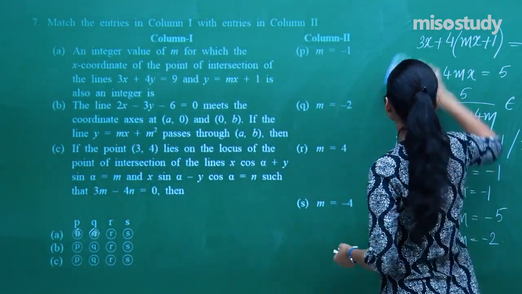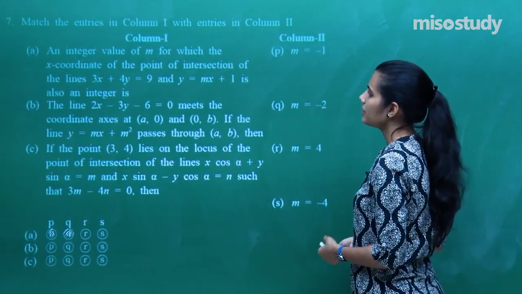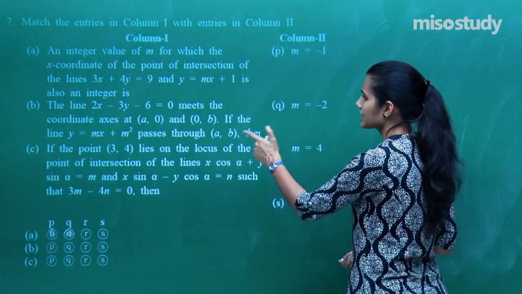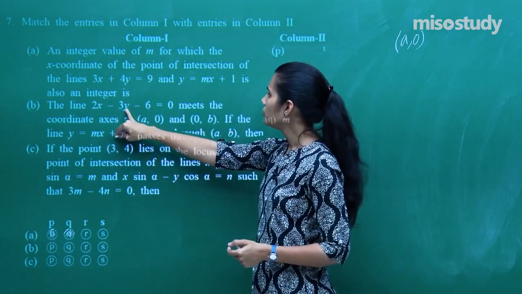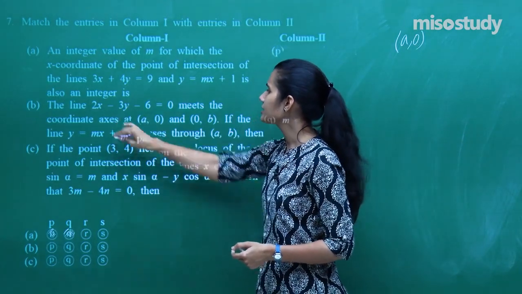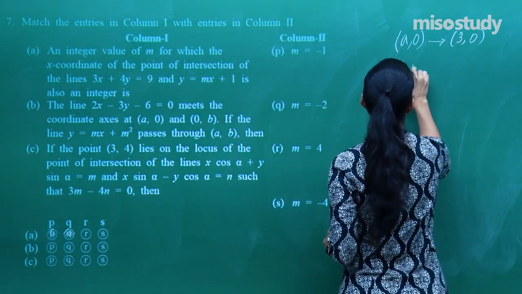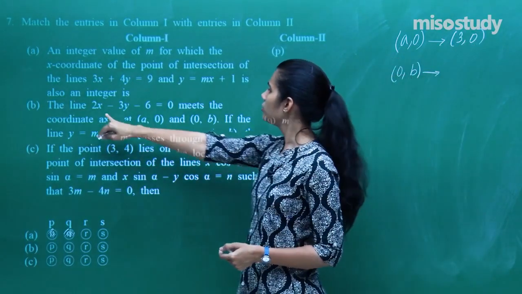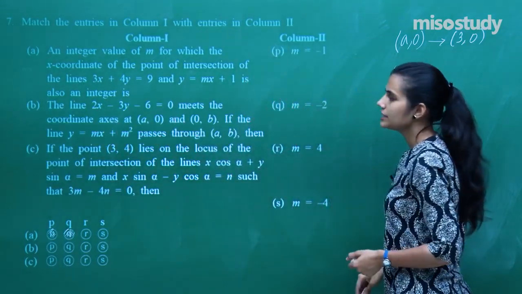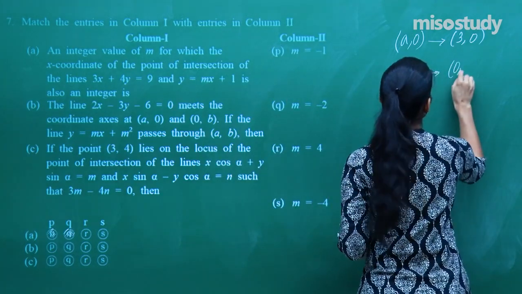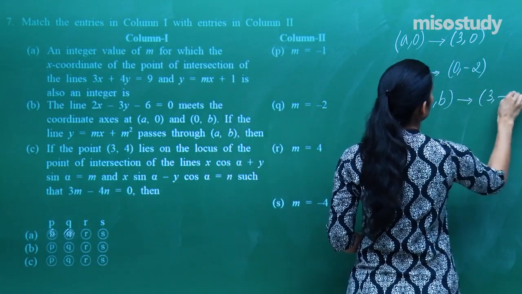Talking about the next one, what is it that we have? It says that the line 2x minus 3y minus 6 equals 0 meets the coordinate axis at this and this. So what is a comma 0? When y is 0, you get 2x equals 6, x is 3. And when x is 0, you get minus 3y equals 6, which means y is minus 2. So a comma b turns out to be 3 comma minus 2.